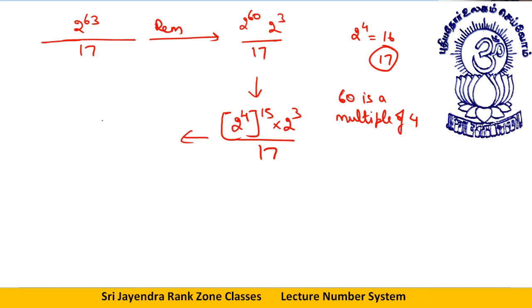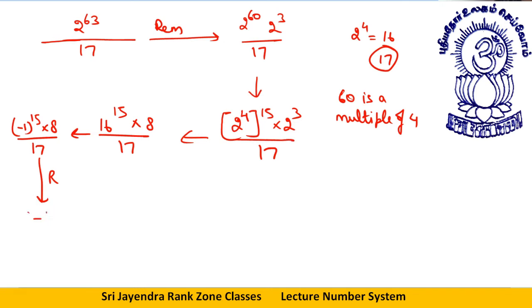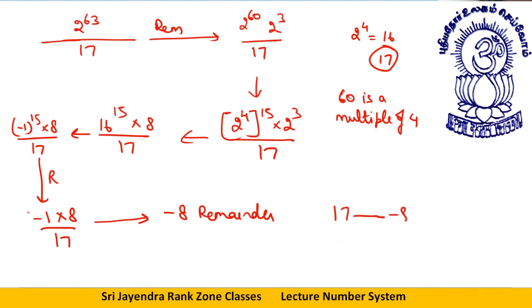2 raised to power 4 is what? 16 raised to the power 15 into 2 raised to power 3, which is 8, divided by 17. 16 I can say as minus 1 raised to power 15 into 8 divided by 17. Now what will be the remainder? Minus 1 raised to power 15 will be minus 1, an odd power. So finally it will be minus 8 remainder. For 17, a remainder of minus 8 can also be said as a remainder of 9. So your remainder will be 9.